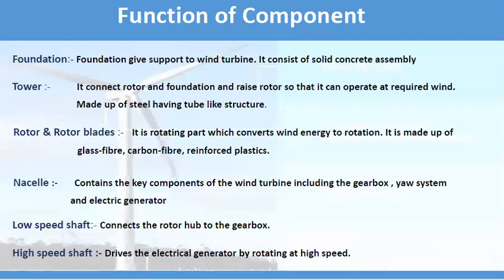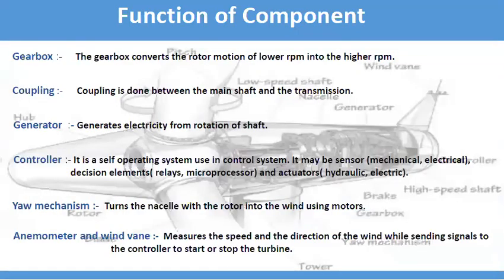And rotor blades, it is a rotating part which converts the wind energy to rotation. It is made up of glass fiber, carbon fiber, reinforced plastic. The nacelle contains the key components of the wind turbine, including the gearbox, yaw system, and electric generator. The low speed shaft connects the rotor hub to the gearbox. The high speed shaft drives the electrical generator by rotating at high speed. And the gearbox converts the rotor motion of lower RPM into higher RPM.